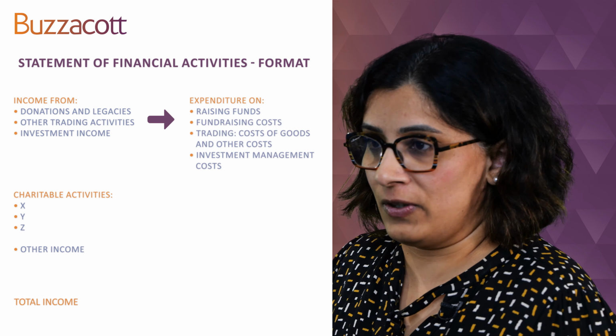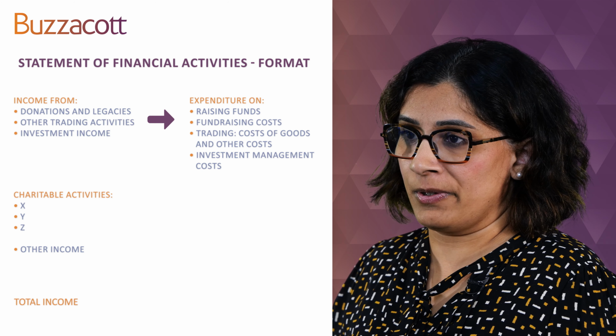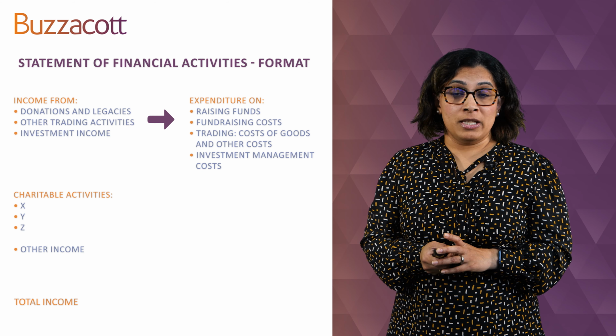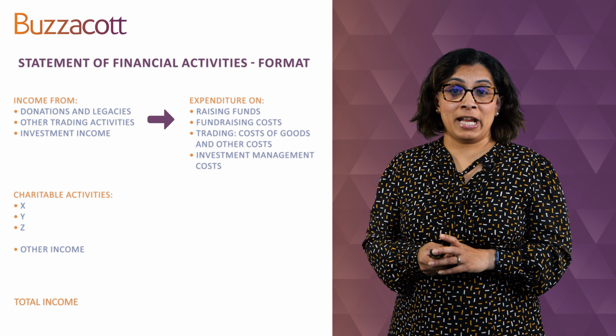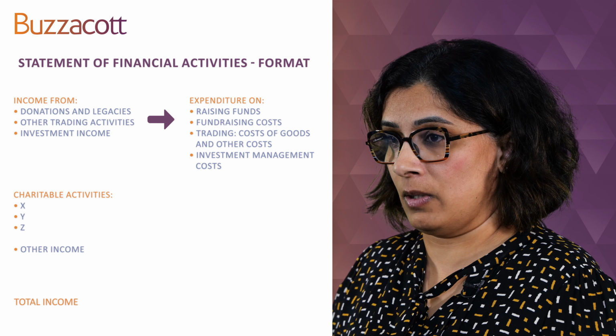Moving on to the expenditure side, you'll observe from the slide that I've provided arrows. These arrows mirror the income side. So if you want to see how much was spent on a particular activity, you can go across to the cost category.